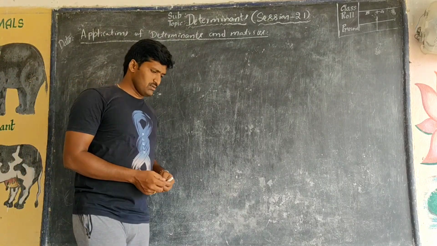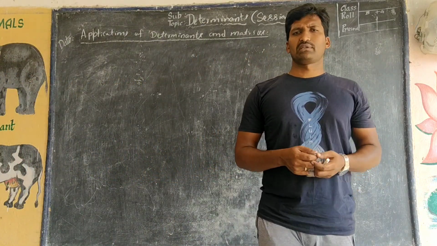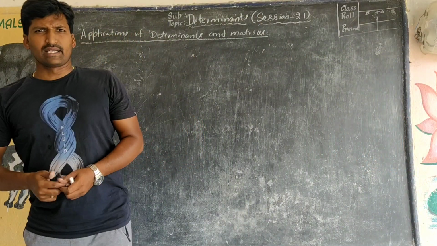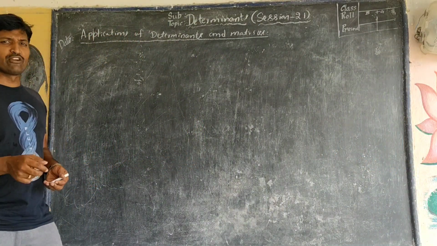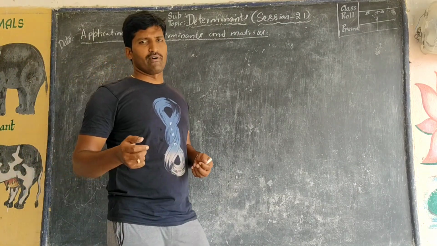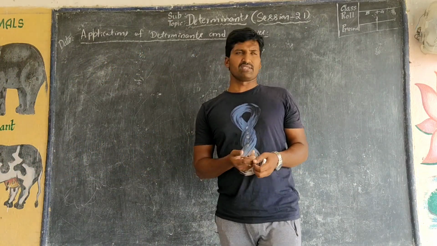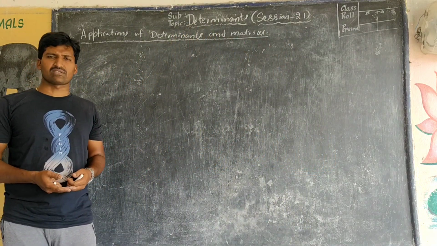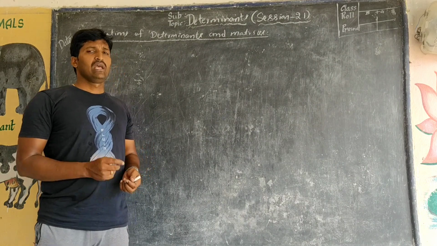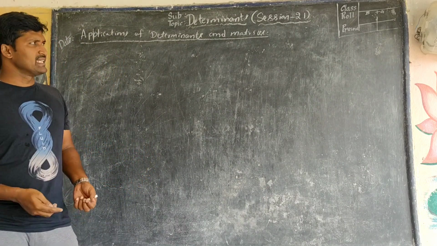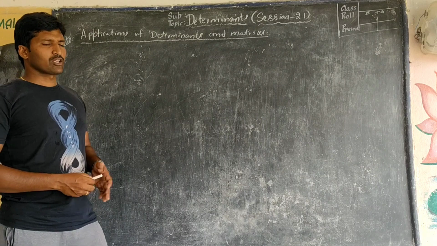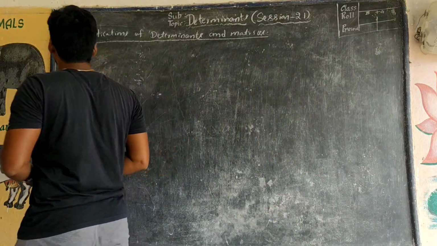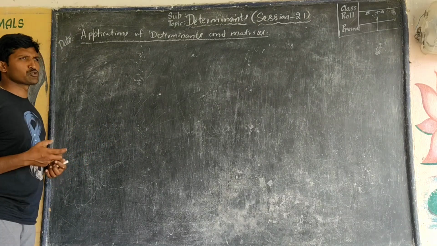Today I will discuss some applications related to determinants and matrices. By using determinants and matrices, we can find the solution of a system of linear equations. That means given variables in the form of two-variable equations or three-variable equations, we can find a solution by using the concepts of both matrices and determinants. Now, you have to learn that systems of equations are of two types.